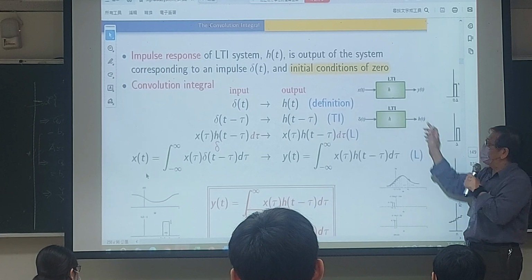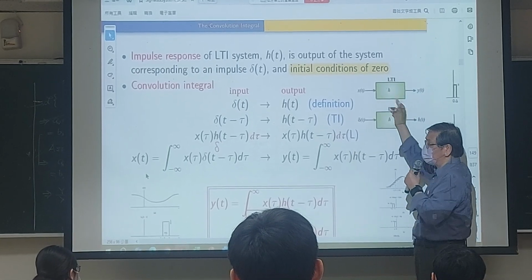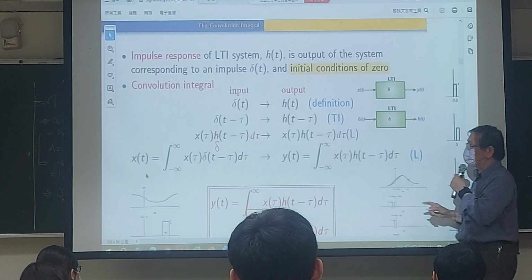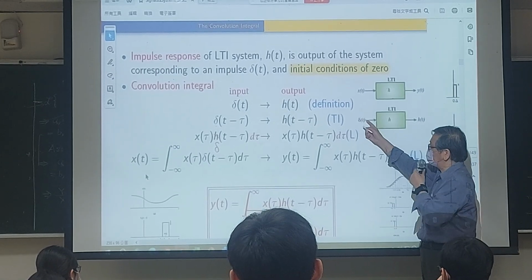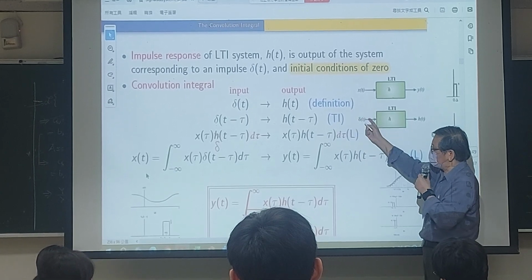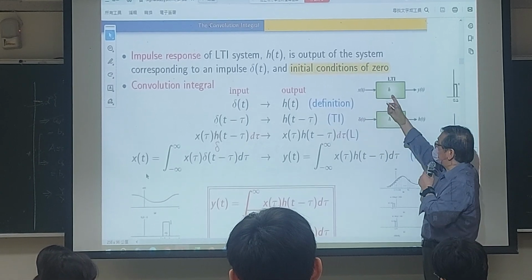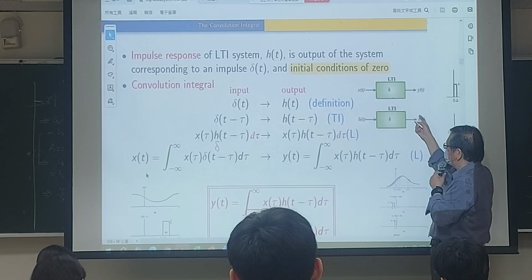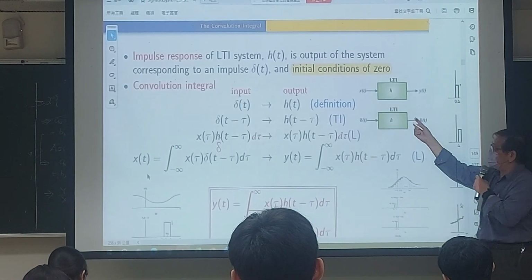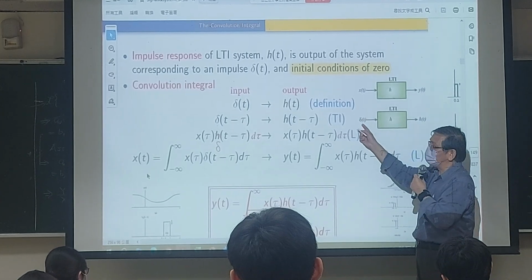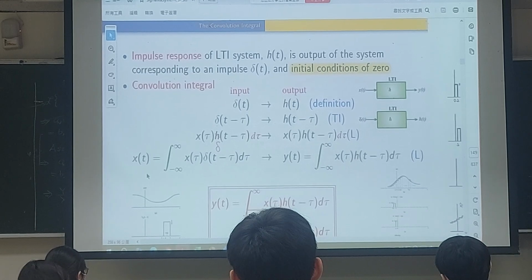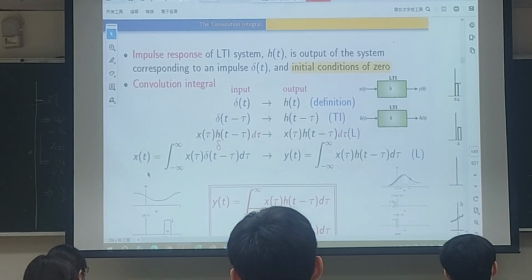All right, one more time. So let's consider a linear time invariant system. That's the assumption, a very important assumption. And let's assume if I input the impulse function to the system, then the output is called the impulse response, h of t. So h of t is due to the impulse function input to the system.